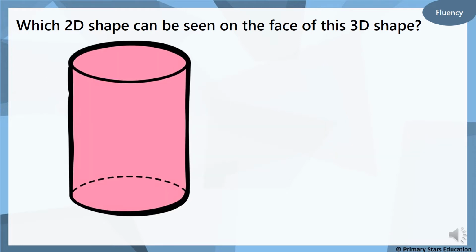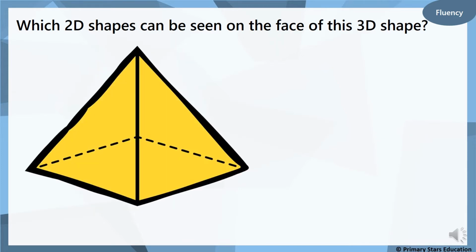Which 2D shape can be seen on the face of this 3D shape? Do you know what the shape is called? It's a cylinder and it has a circle face on each end. Okay, this shape, a pyramid.